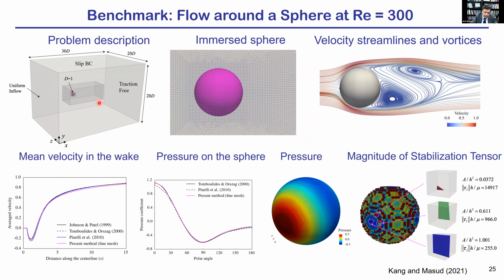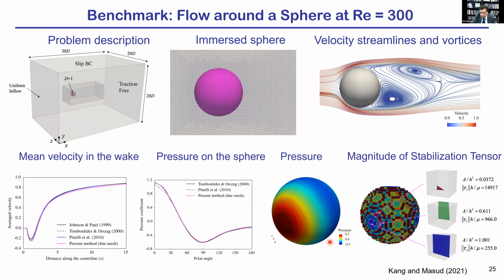Here we have a sphere which is fully embedded in the fluid domain. We have used 8-node hexahedra elements. This shows the velocity streamlines and vortices. We have plotted the mean velocity in the wake of the flow. These are the results from our method, and these are the published results. A very good correlation on the mean velocity in the wake and the pressure on the surface.